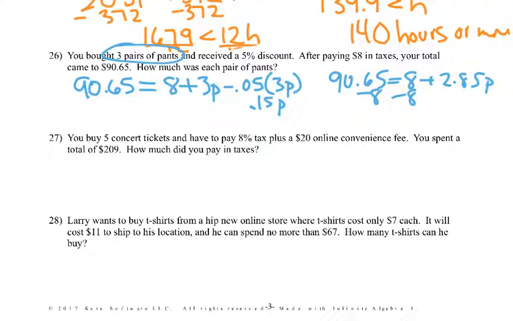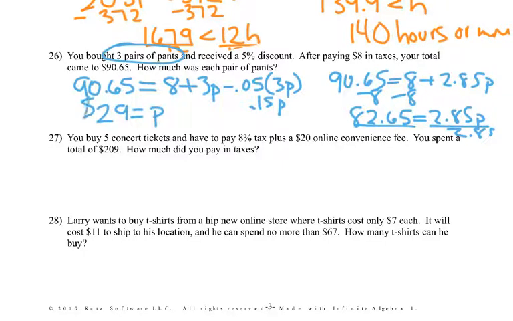Okay, subtract 8. So 90.65 minus 8 is 82.65 equals 2.85p. Divide by 2.85 on both sides. We end up with 29 equals p. So each pair of pants cost me $29.